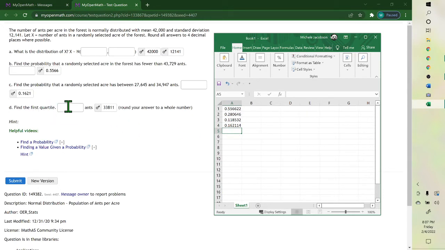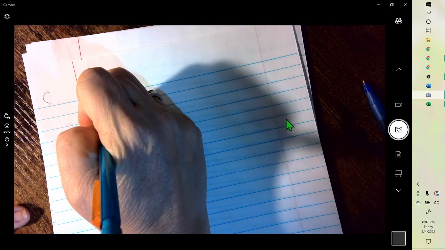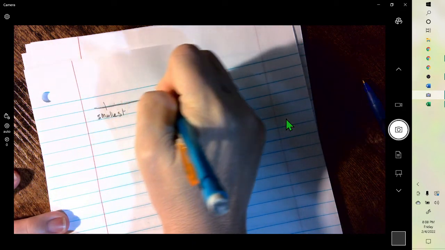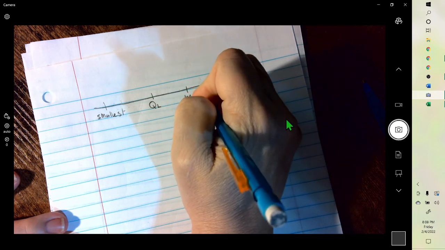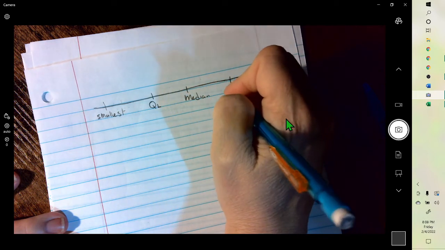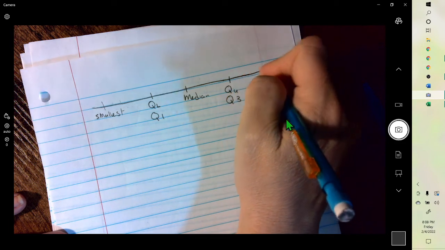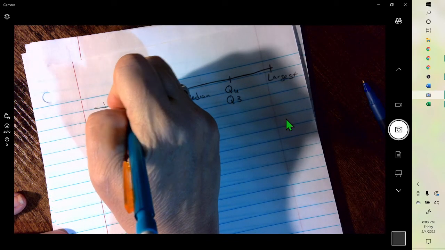For the last one, the quartile, the first quartile, 25% of your data is below it. When you're working with quartiles, you have your smallest number, and then the lower quartile, the middle number or the median, and then the upper quartile. Now sometimes they call this Q1 and Q3, and the largest. Each one of these groups is 25% of the data.